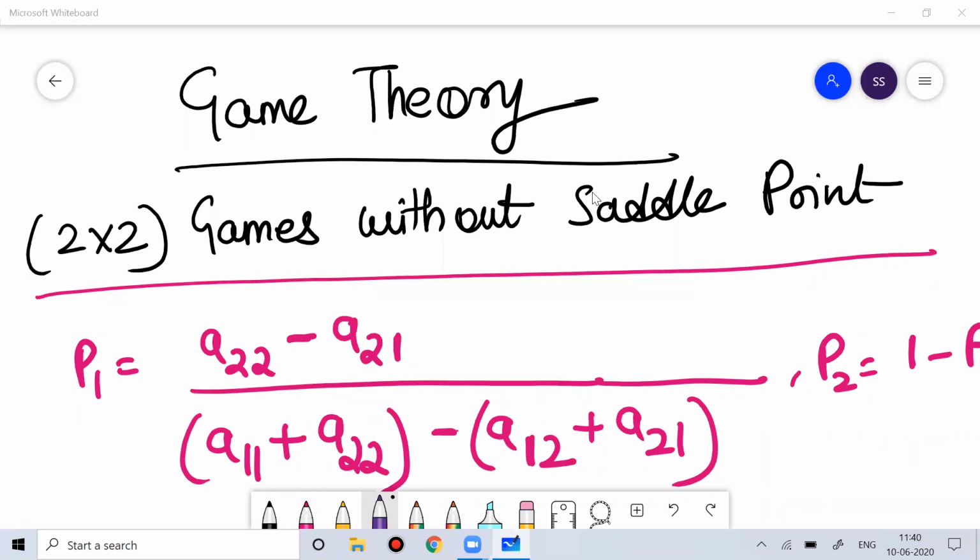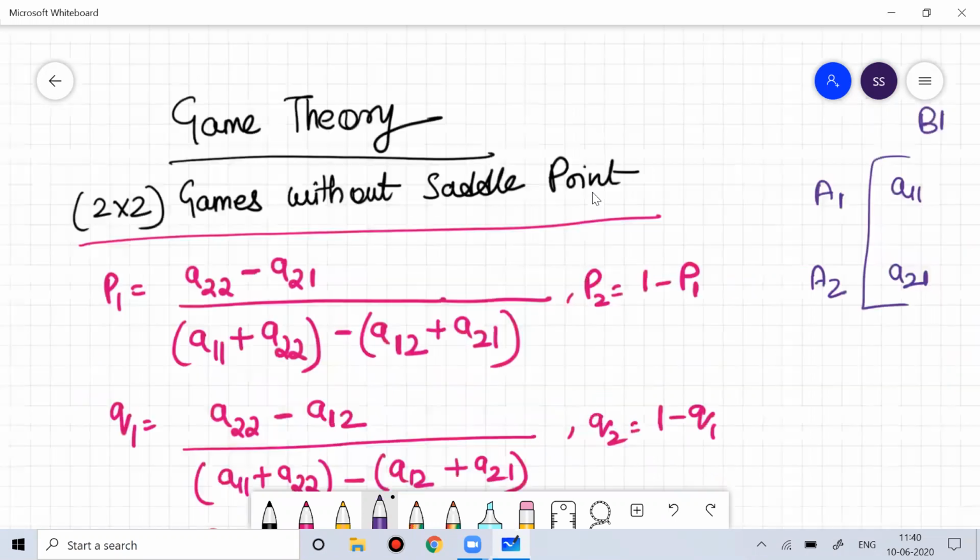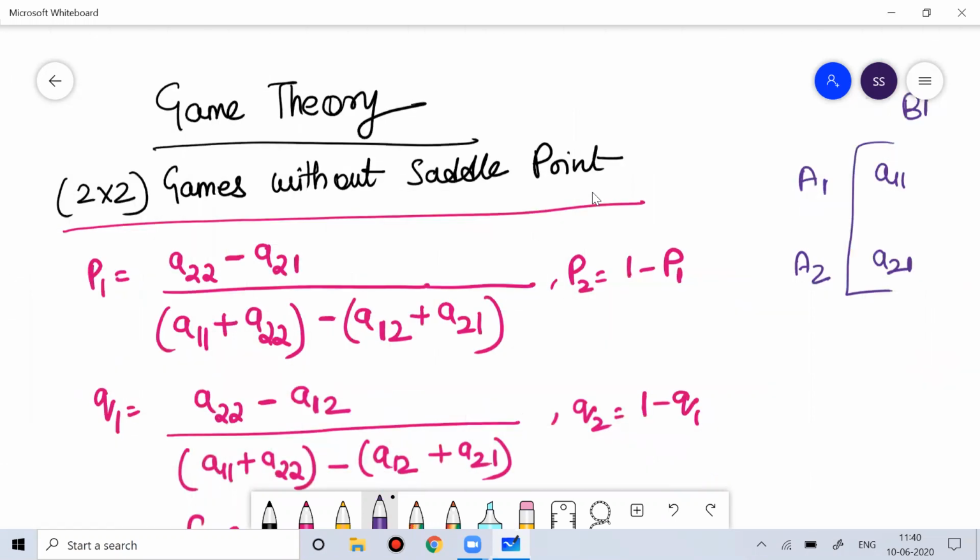I hope you remember what we have discussed in the last class. In the last class I gave you the introduction about game theory, what game theory is all about. We started discussing the concept of game theory, and we discussed pure strategy and mixed strategy. Through pure strategy, there's a possibility of getting a saddle point.